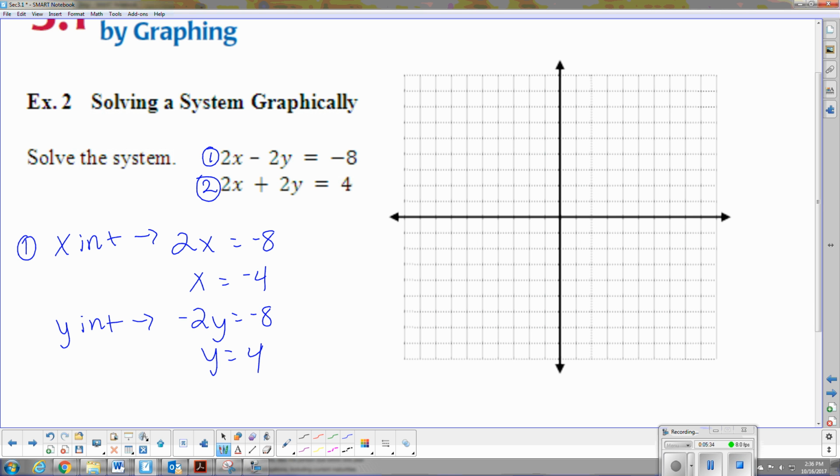And then once you find your x and y intercepts, you can actually plot those points. And the second one.